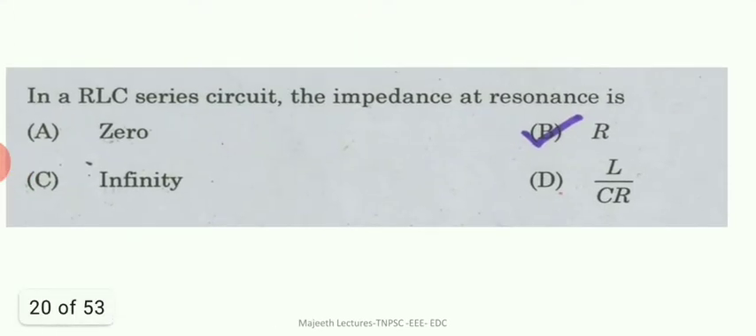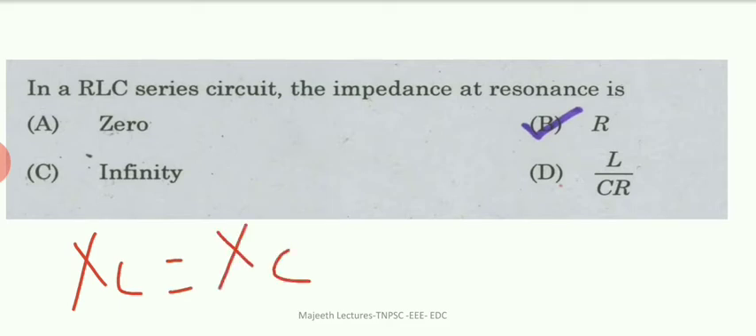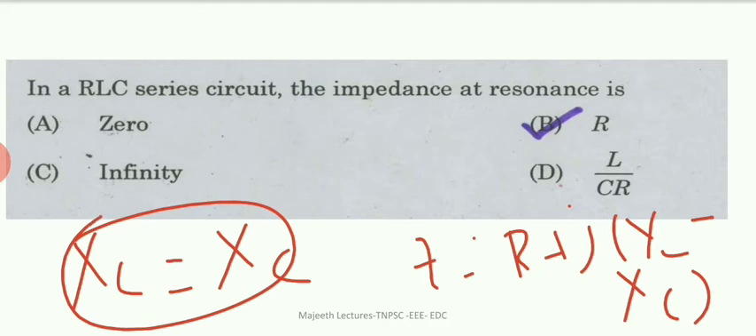Next one, in RLC series circuit, the impedance at resonance. See, resonance will happen when XL is equal to XC in RLC series. So we know that Z is equal to R plus j(XL minus XC) in RLC series circuit. At resonance, XL is equal to XC. So XL minus XC will become 0. So what is the impedance? R is the impedance. So option B is the correct answer.